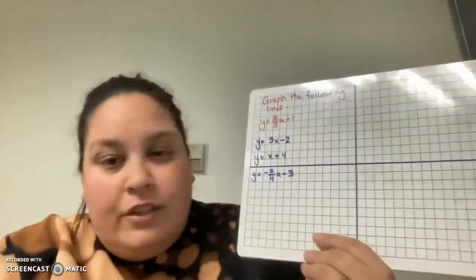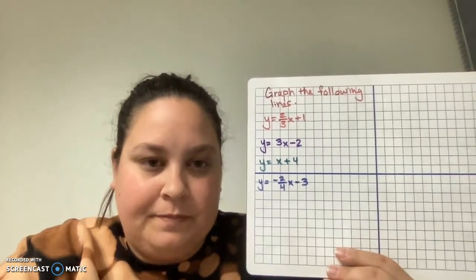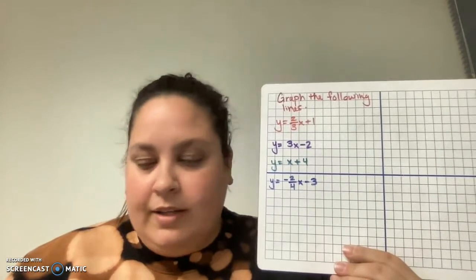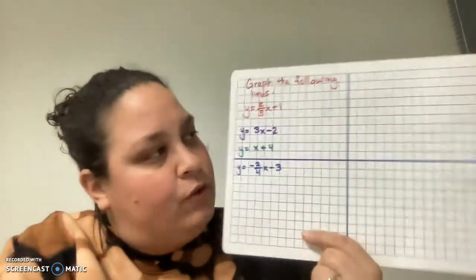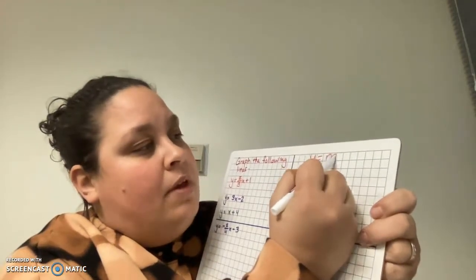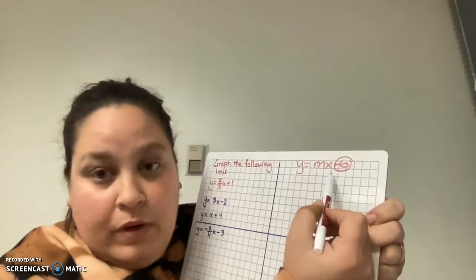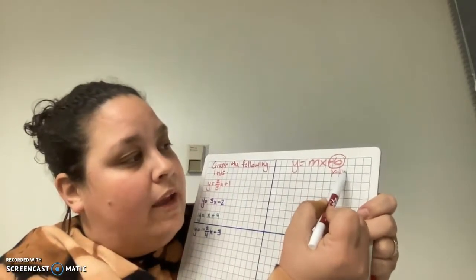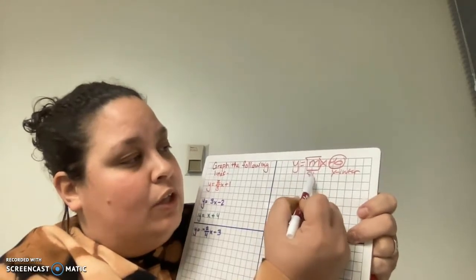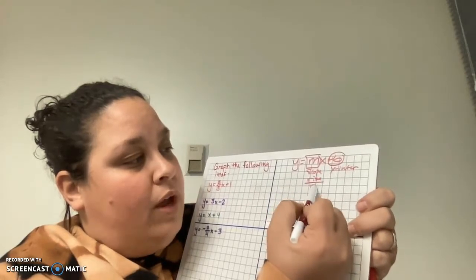So we have 4 questions, so I want you to go ahead and pause your video and try to graph these. Okay, so for those that are paused, let's try these. So first and foremost, remember, we have y equals mx plus b. Again, b is that very first point we want to graph, and this is my y-intercept. And then m is my slope, which again is rise over run.